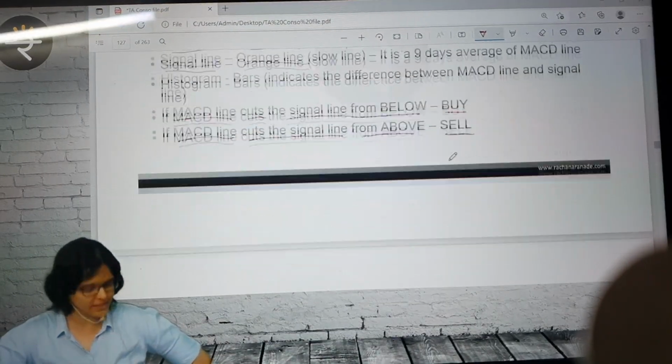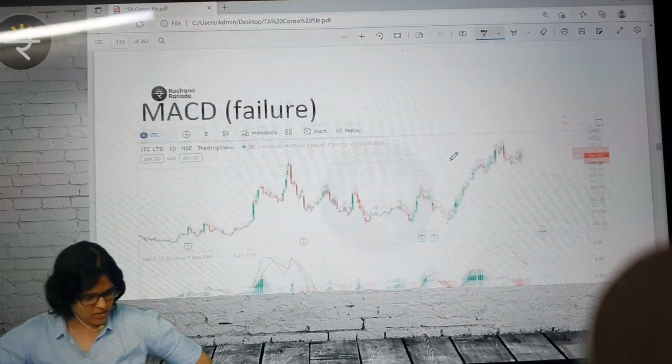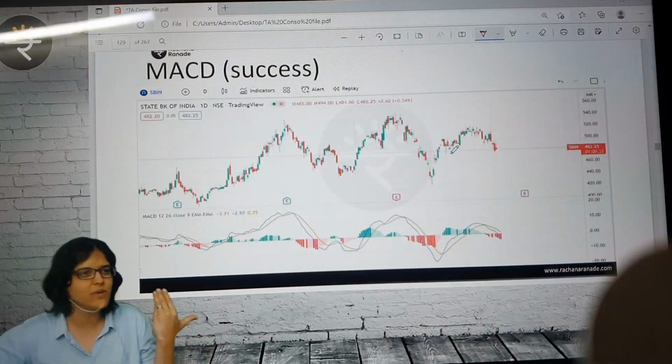All right. MACD understood? Yes. These are some examples. Instead of these pictures, we have directly gone to charts. That is why I'm not taking you through the pictures again.